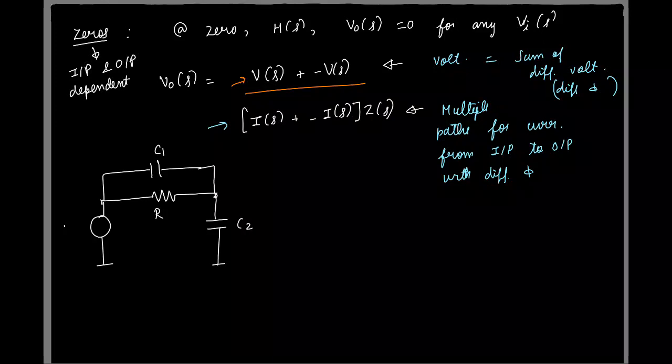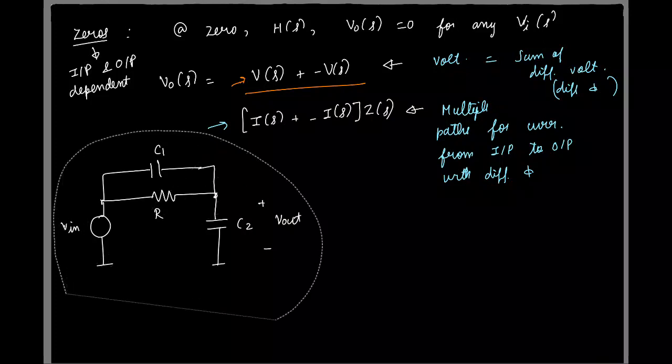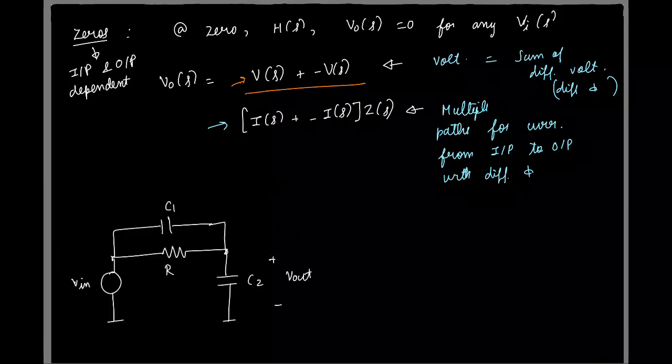Okay. So when I give a network and ask if this has zeros, what should be the first question you ask? What is the input and output? That's all. So this is the input. So here let's say I call this the output. So from the understanding we have so far, do you think this has a zero?